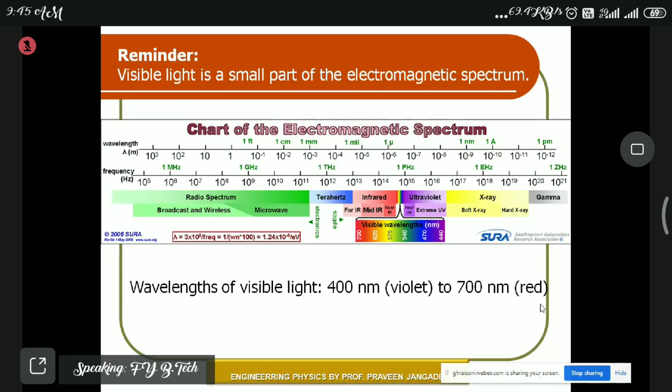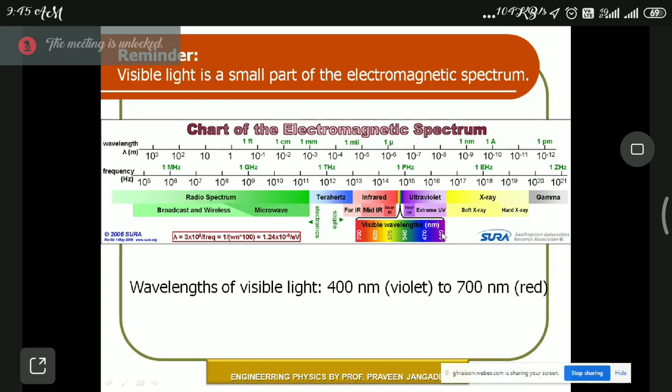Above and below this there are different ranges, as you can see here. If you go below 400 nanometer, that is ultraviolet radiation. The limit for the visible is 400 nanometer, and below that it will be ultraviolet, and if you cross 700 nanometer, it will be infrared.